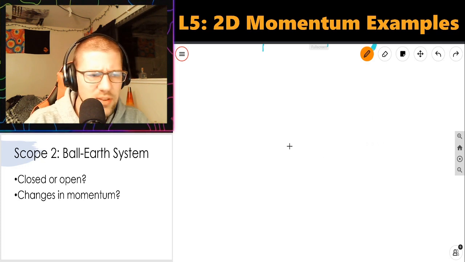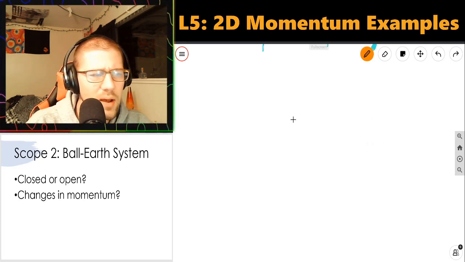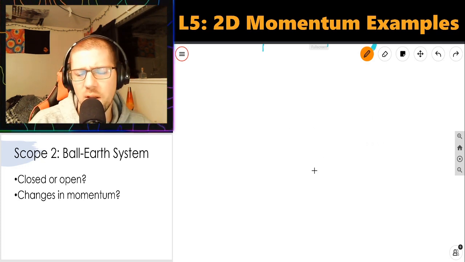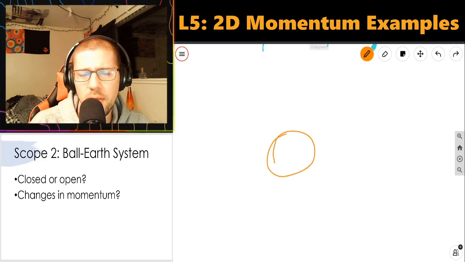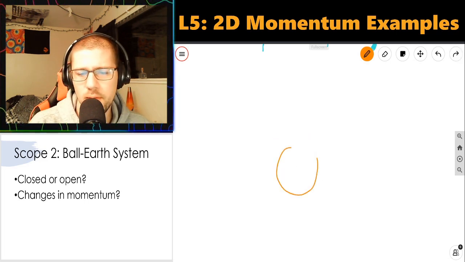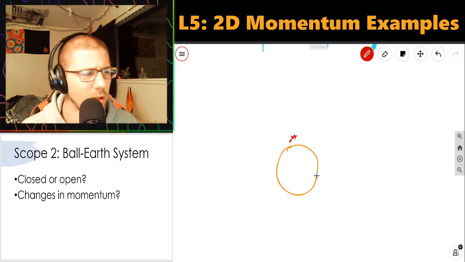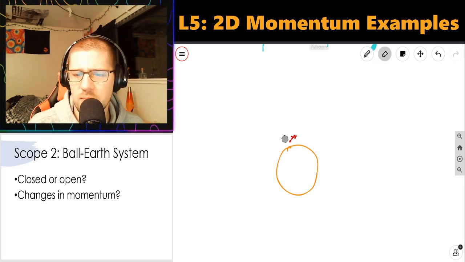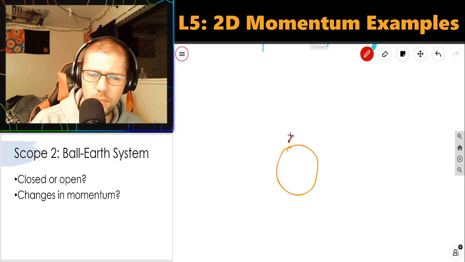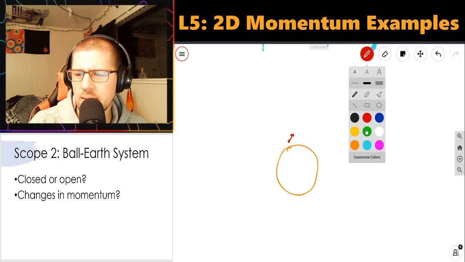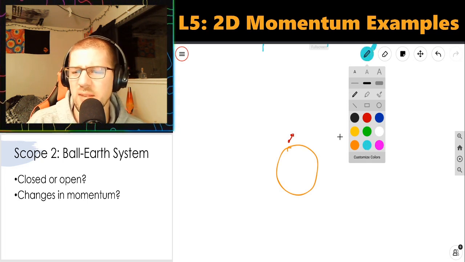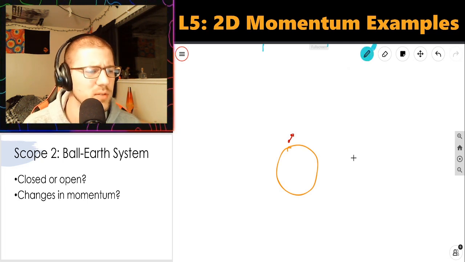The other way I wanted to talk about this ball example was with the Earth and the ball as a combined system. So say I've got my Earth, and I've got this pretty dramatic orbit for this baseball, whatever ball it is. So I've got this ball that's being thrown. Here's its initial momentum. Again, this is going to be reminiscent of the first video in this little series.